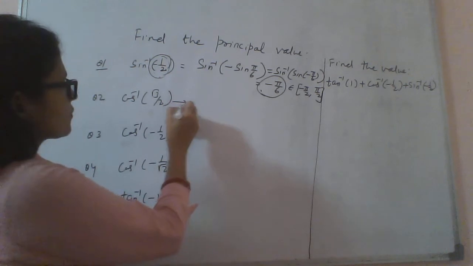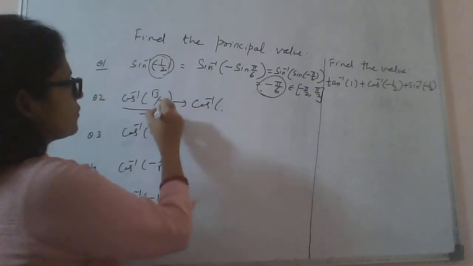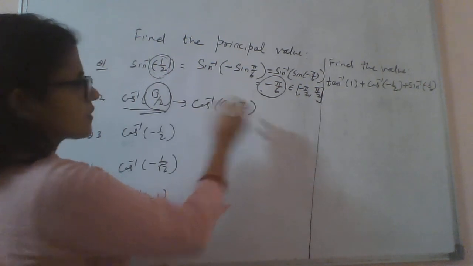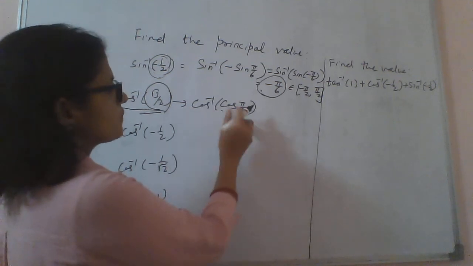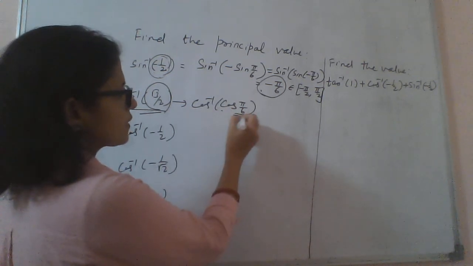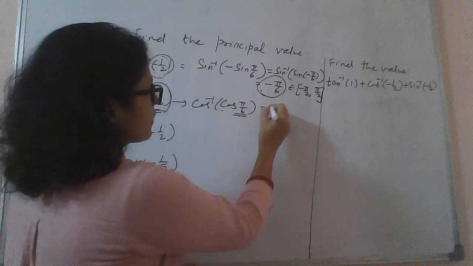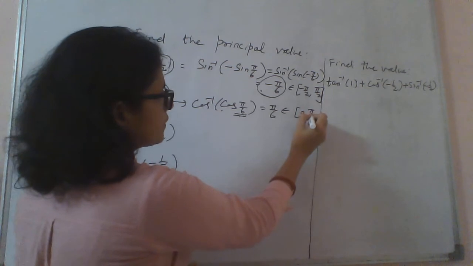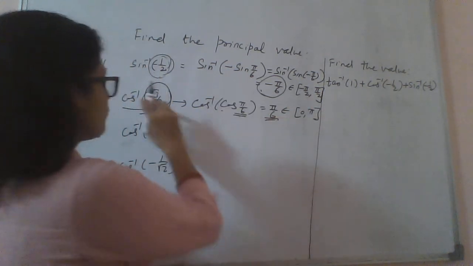Similarly, whenever you come to cos inverse root 3 by 2, this is cos pi by 6, cos 30 degree is root 3 by 2. So cos inverse of this. While taking this, you have to see that the value stays in the 0 to pi interval. So this is equal to pi by 6, which belongs to the closed interval 0 to pi. So this is the value of this.